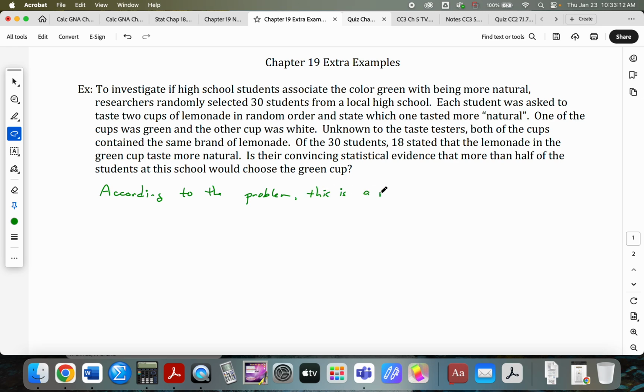What's the next thing we want to look for? Independence. So, can we know for sure that they're independent of each other? No. Does it seem reasonable that this would be independent based on the way that they're doing it? And what's the other thing we look for? Less than 10%. Did they tell us how many people are here? No. But we'll assume. So we can't know for certain here, but in order for us to do the problem, we're going to assume that 30 students is less than 10% of the entire high school population.